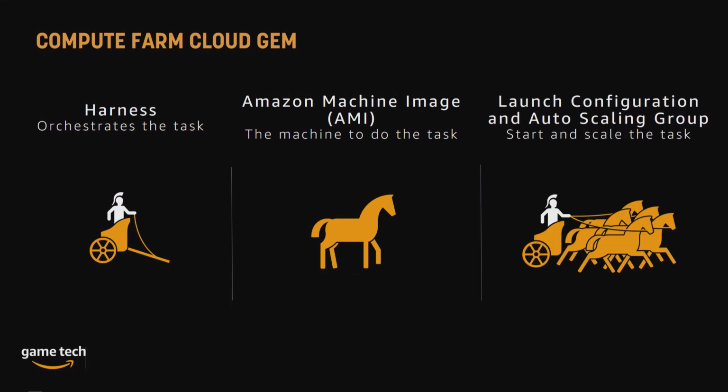And then lastly, we have the launch configuration and auto scaling group. These start and scale my task. These bring together the harness and the Amazon machine image. What chariot do I want to take? What horse do I want to take? And how many of them do I want to take?